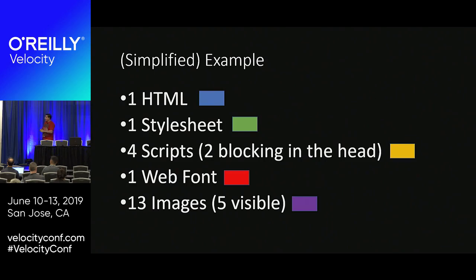So now we're going to get into the actual loading. This is a slightly different version of the page. Now we're not going to be talking about the HTML structure, but we're going to be looking at actual network fetches. We're going to have one HTML for the main document itself, one external style sheet, 4 scripts, 2 of which are blocking in the head, 2 of which are, I don't know if they're async or blocking at the end. They both get basically the same prioritization. One web font and 13 images, 5 of which are visible.